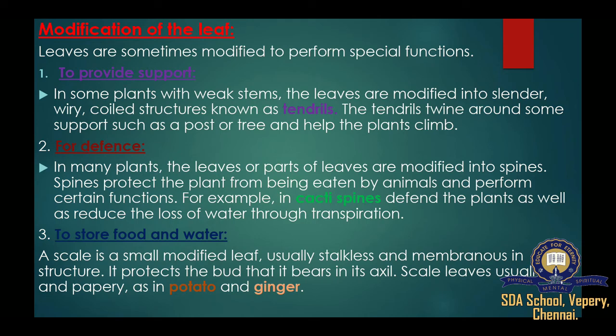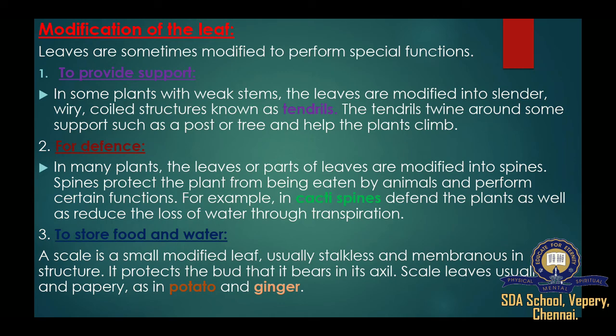Provide support. In some plants with a weak stem, the leaves are changed into slender, wiry, coiled structures known as tendrils. The tendrils twine around some support such as a post or tree and help the plant climb. The whole leaf or some part of it may be changed. In garden pea plants, the terminal leaflets get changed into tendrils. In glory lily, the leaf tips get modified into tendrils. In wild pea plants, the whole leaf is modified, meaning changed, into tendrils.